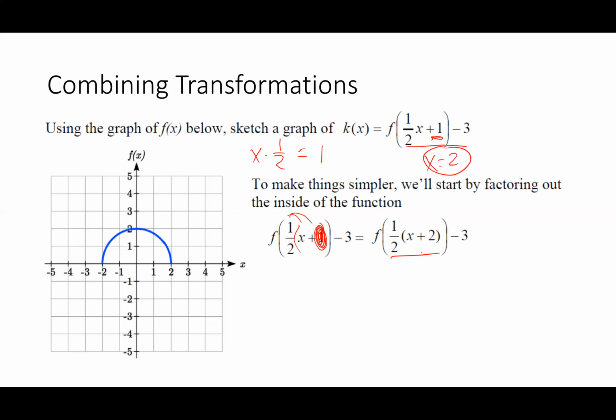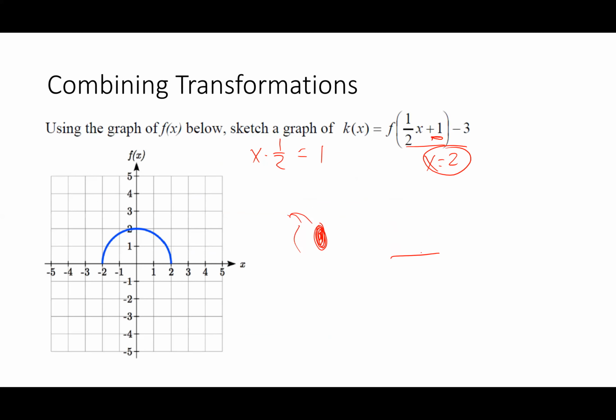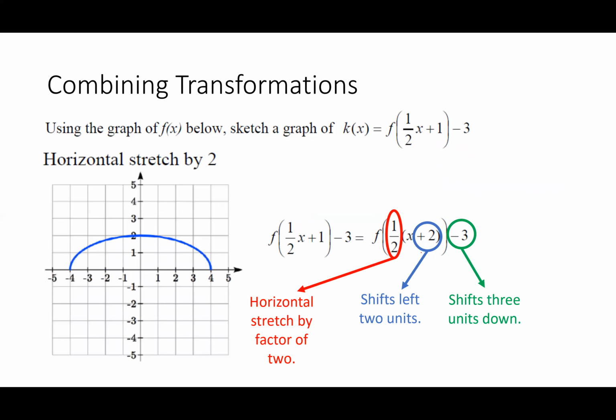Now from here, the transformations are clear. This 1/2 on the inside, that's my b value. That's going to tell me a horizontal stretch by a factor of 2. Just as a reminder, the k is in between 0 and 1, so that is stretched. So we've got my horizontal stretch by a factor of 2. I shifted it 2 units to the left, and I shifted it 3 units down. The order in which you do this is important, but it's not. I would work from the innermost parts of the function and go from there. So first, we're going to horizontally stretch by 2.